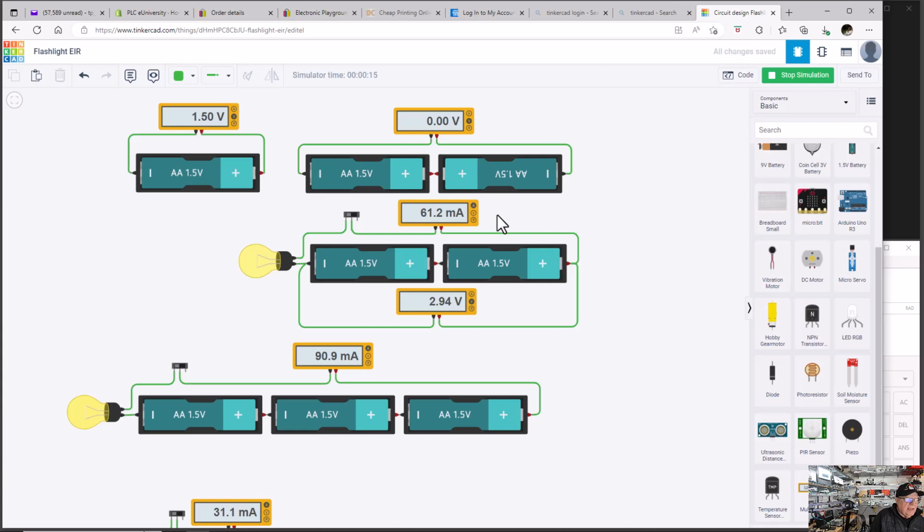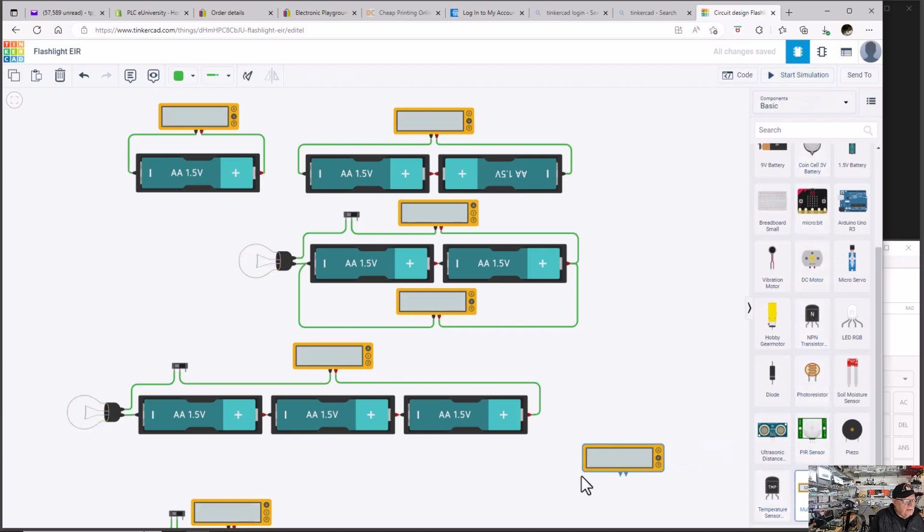Now with 1 battery, I would get about 30 milliamps. So you see, 1 battery, 30, 2 batteries, 60, 3 batteries, 90. You get the drift. As you start increasing the voltage, you proportionally get more current. In other words, if you double the voltage, you double the current. Okay, now I'm going to stop the simulation.